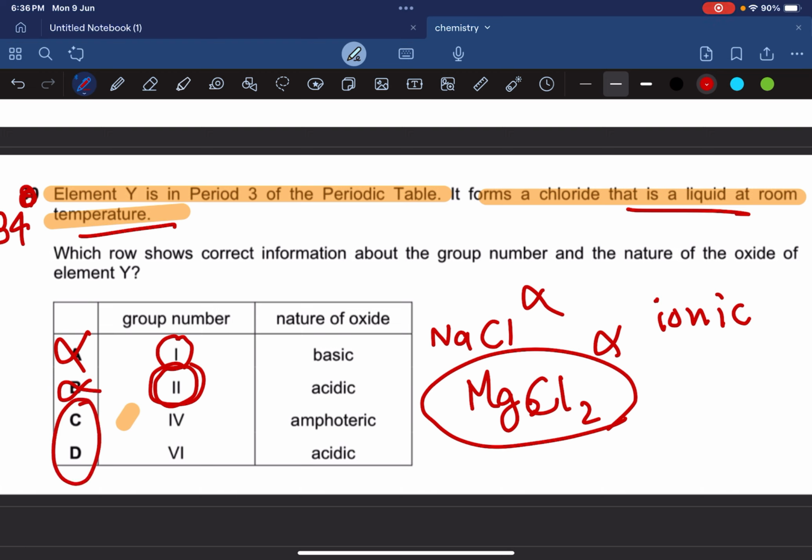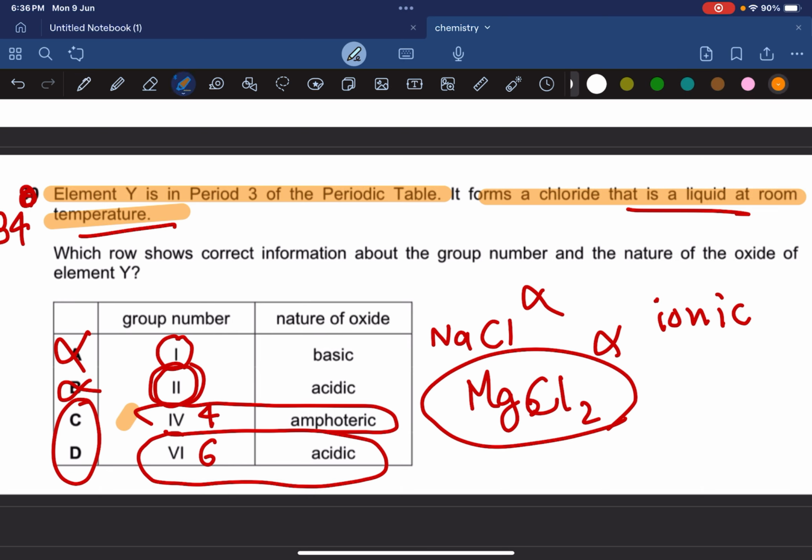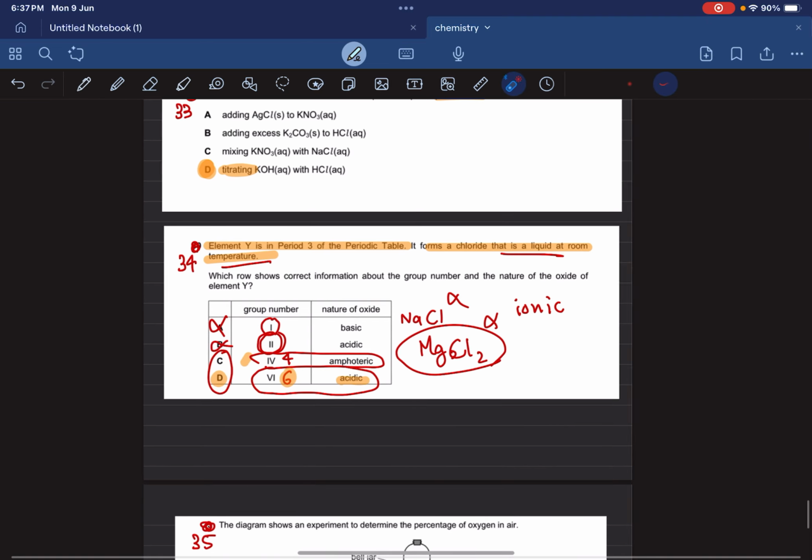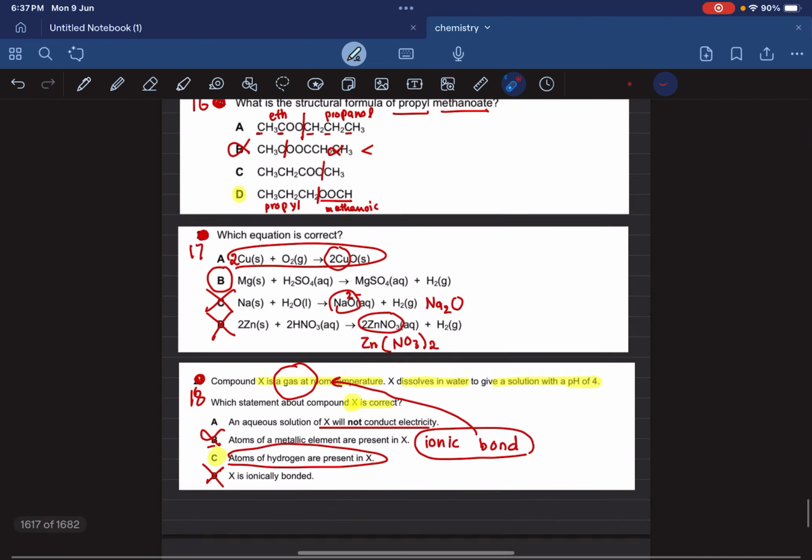Option C and D. Okay, now either it can be group 4 or group 6. And group 4, it's written amphoteric, and group 6, it's written acidic. I know that my group 6 oxide, because it's a non-metal, is going to be acidic. So I'm going to select option D. Now you might think group 4 oxide can be an amphoteric oxide, but okay, let's check it out in the periodic table.